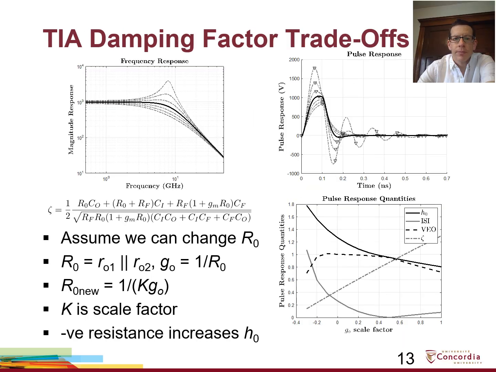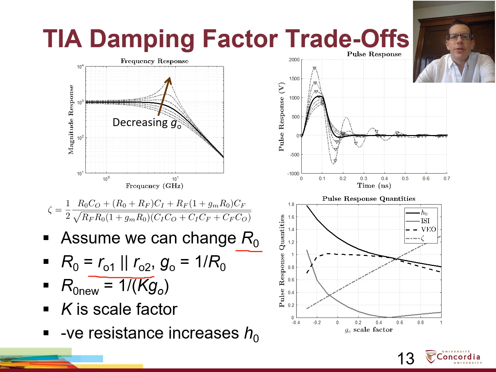So let's assume that we have a means to change the output resistance. And through that change in output resistance, we can change the damping factor. In particular, we're going to think not so much in terms of output resistance, but in terms of output conductance. The overall output conductance of that shunt feedback TIA would be the reciprocal of the parallel combination of the two output resistances of those transistors.